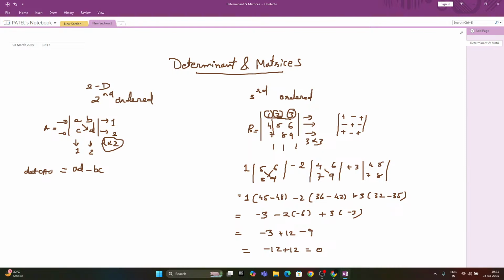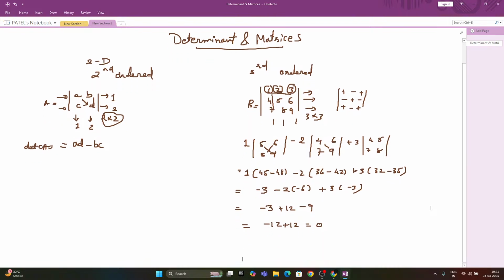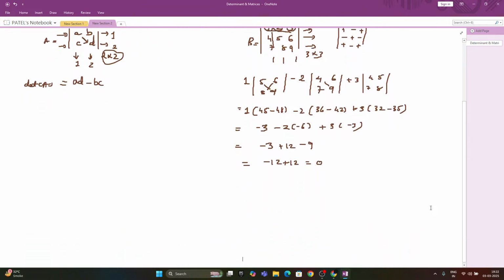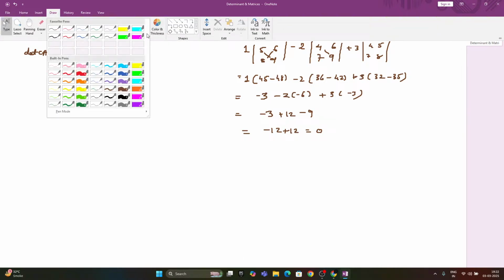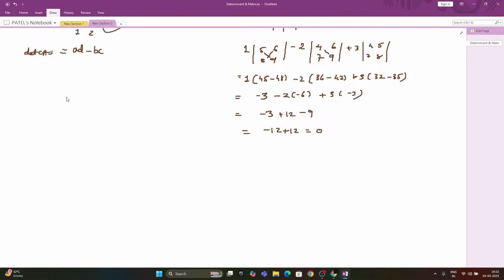Okay. Then now we are going for the application of the determinant, you can say. But first of all, we are going for the matrices, 2 by 2 and 3 by 3. Matrix types, everybody knows about all types of matrices.